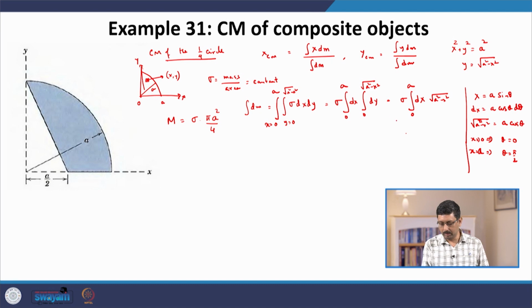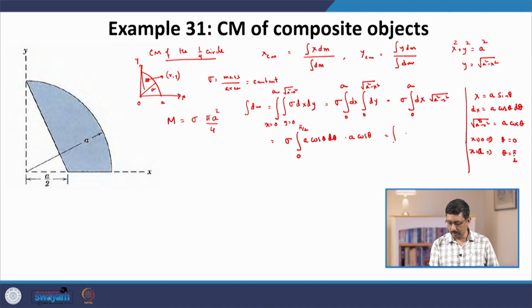So, in our new variable, we have dx is a cos theta d theta times a cos theta, from 0 to pi by 2. So, this is going to be sigma times, taking a square outside, a cos square theta d theta from 0 to pi by 2. Now, this cos square theta d theta from 0 to pi by 2.